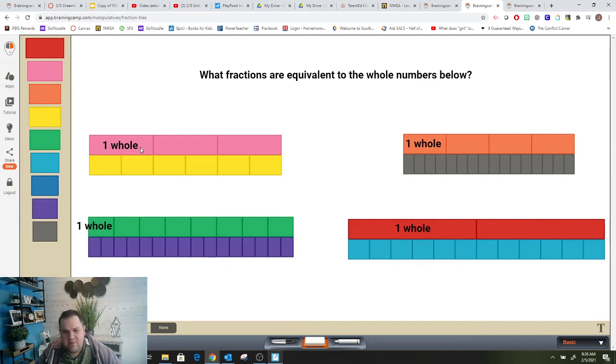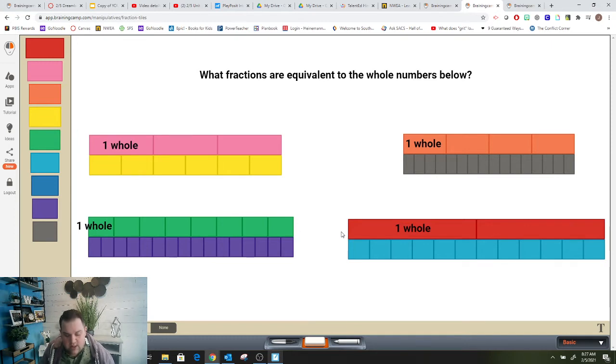So you can see this pink bar is representing a whole here. This orange bar is here. This green bar is, and this red bar is. The size of the whole can change. And we have to still be able to think about the fraction that it's representing. So I wanted to practice that with you today in small group.